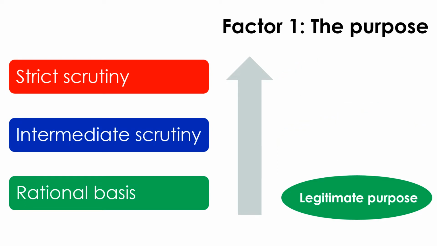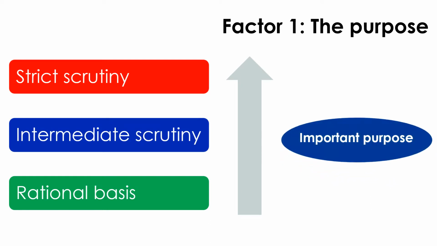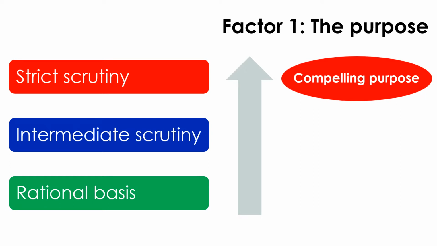With the rational basis test, the government only needs to show that the law has a legitimate purpose. With the intermediate scrutiny test, the government needs to show that the law has an important purpose. With strict scrutiny, the government needs to show that the law has a compelling purpose.